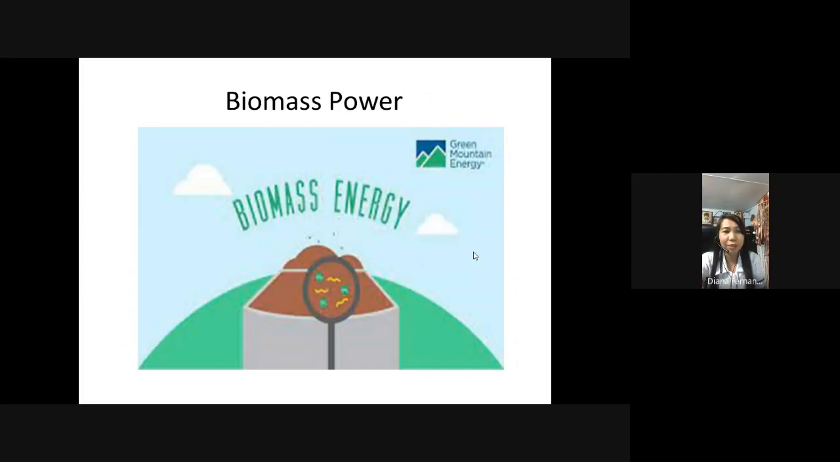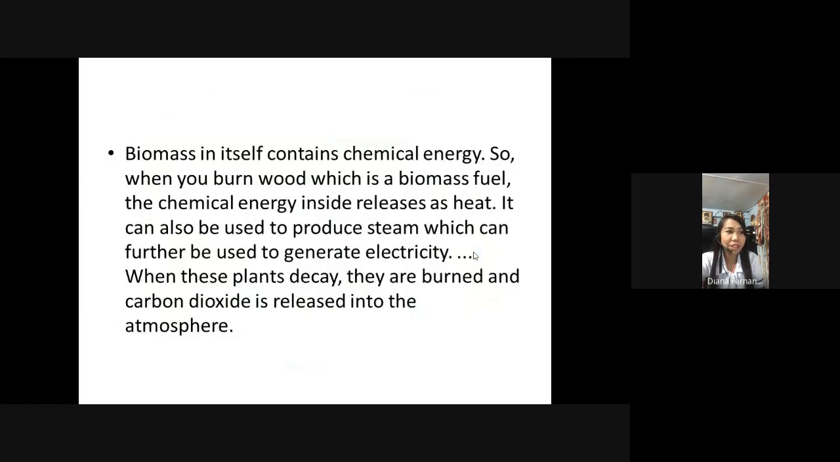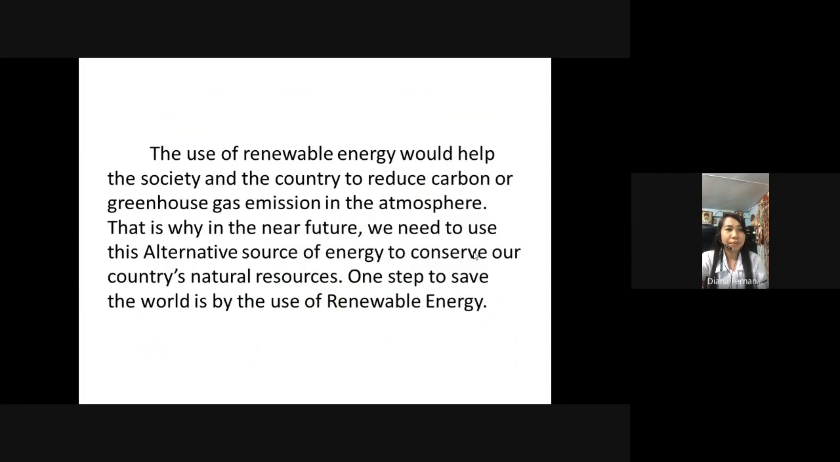So, biomass, ano naman yun? Anong pinoproduce niya? Nagpoproduce din siya ng heat energy. That biomass in itself contains chemical energy. So, when you burn wood, which is a biomass fuel, the chemical energy inside releases the heat and can produce or generate electricity. Ayan, so dumako na tayo sa use ng renewable energy sa ating society or to our country. Who can read?